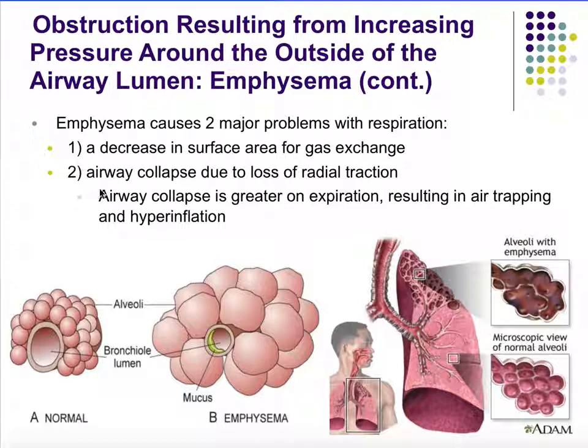The other issue is we're going to start to see airway collapse, and that's going to be due to loss of radial traction. So as we damage our airways, when we expire, because we lose radial traction, our airways will actually collapse in the midst of expiring. And so the airways, instead of staying open so that we can get all of the air out, collapse, and so that old air gets trapped in our lungs, and so we start to see hyperinflation of our alveoli, but it's hyperinflated with old stale air that's low in oxygen and high in CO2.